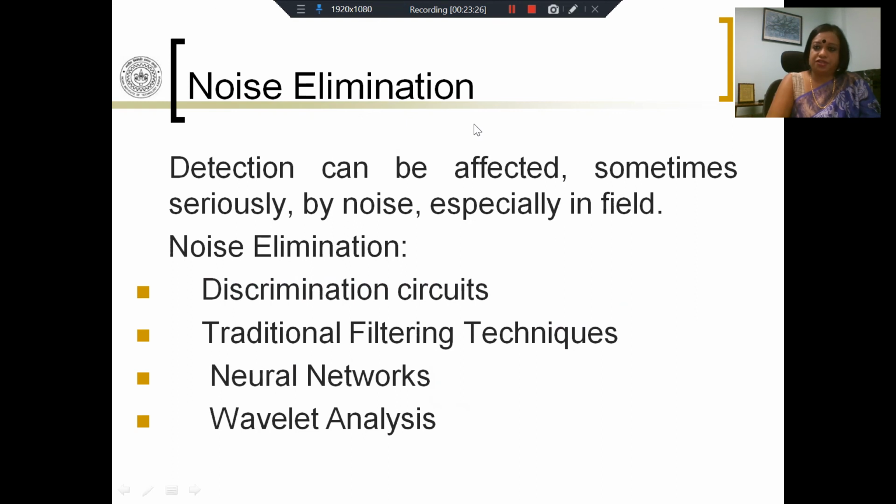Noise elimination is very important, because very often in the field, the signal to noise ratio will be very poor, and therefore we must use some noise elimination techniques. These can be discrimination circuits, so that what we measure is already rid of the noise, and that can also involve traditional filtering techniques. So right at the outset, what we are registering is the signal. We are eliminating the noise in the first place, at the measurement level, at the hardware level.